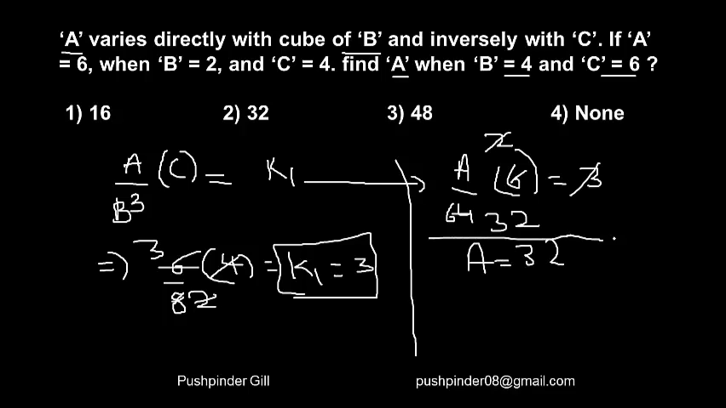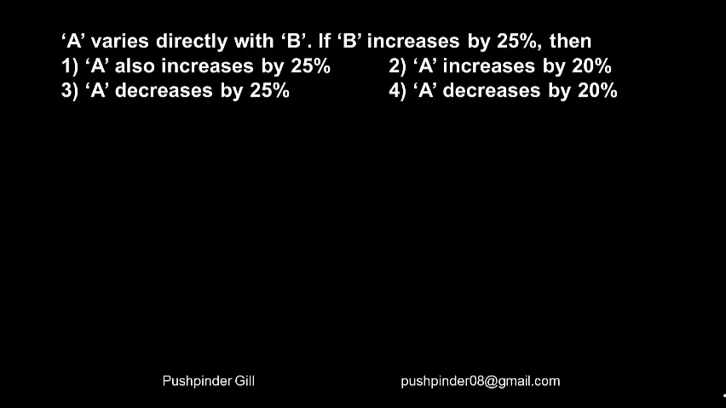So you see how easily we solve this question once we know how things vary. Now A varies directly with the cube of B, that means A by B cube, and inversely with C, that means multiplied by C. Whenever things are inversely proportional, their product is constant, and when things are directly proportional, their division is constant. Right? Okay. Now let's see this question.